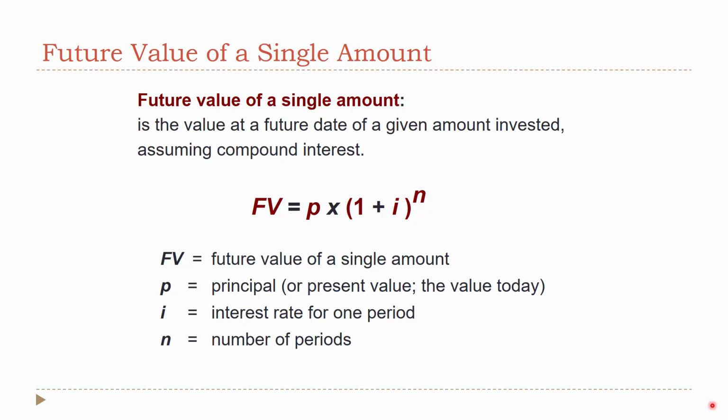Now we need to look at how do we calculate what that amount is going to be in the future. The future value of a single amount is when you put money into the bank or an investment now and you look at what it is going to grow to in the future. So our formula here is our future value is the principal amount times 1 plus that interest rate to the exponent of the number of periods. So let's look at an example to make it more clear.